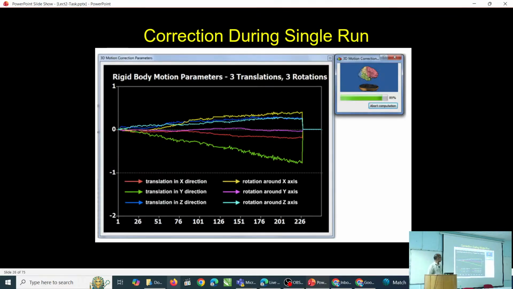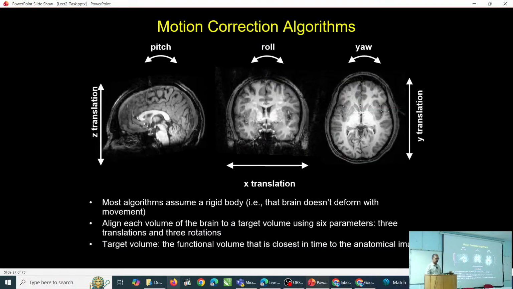And this is, again, a subject where these are the three translations and three rotations, right? X, Y, Z, and the rotations about X, Y, and Z. Because it's a three-dimensional object, it can move in these different ways. There are many algorithms that can be used to identify this, and we can fairly easily identify if there is head motion. So X, Y, Z, and then there is pitch, roll, and yaw, where we can estimate this.